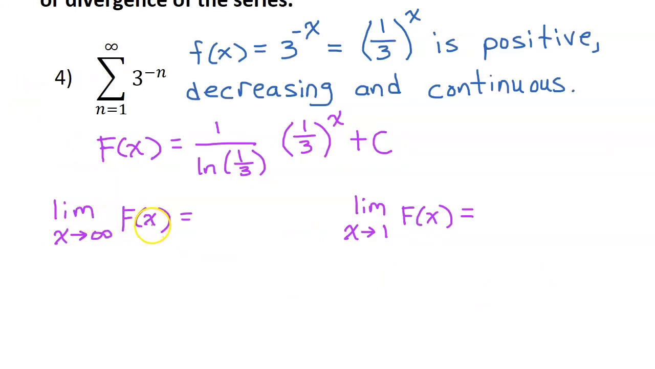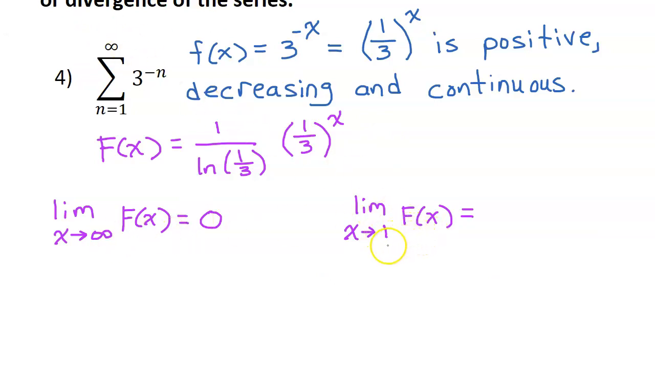Next, we need to find the limit of the antiderivative as x approaches infinity and the limit of the antiderivative as x approaches 1. The expression in the front is not changing because it's a constant. What about 1/3 to the x power? As x approaches infinity, 1/3 to the x power gets smaller and smaller because 1/3 times 1/3 times 1/3 is getting smaller and smaller. So the overall value of the expression approaches 0. So that's the limit. By the way, notice that we can ignore the plus c as we evaluate these limits.